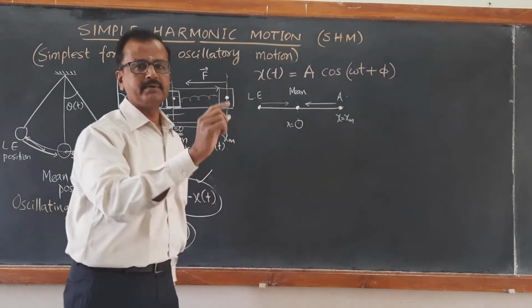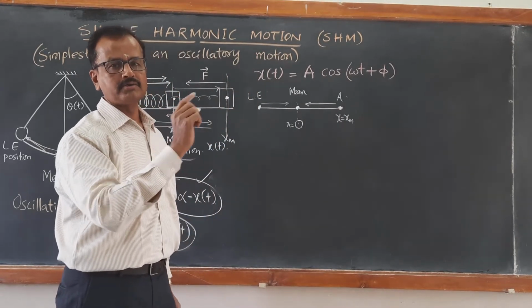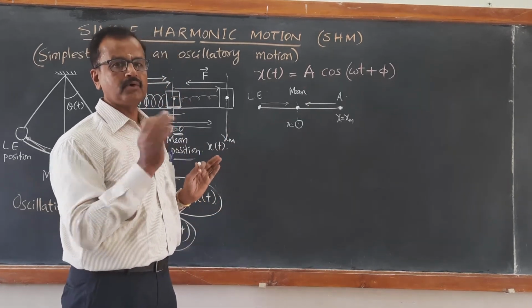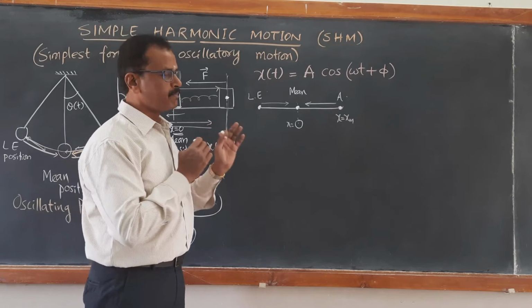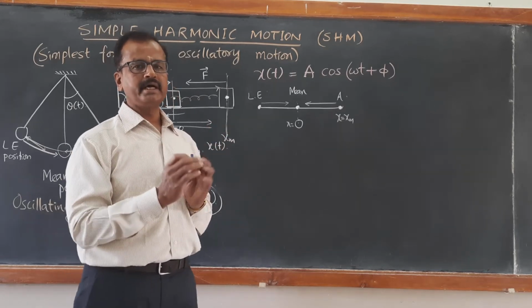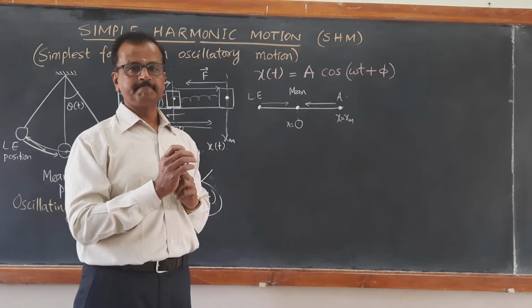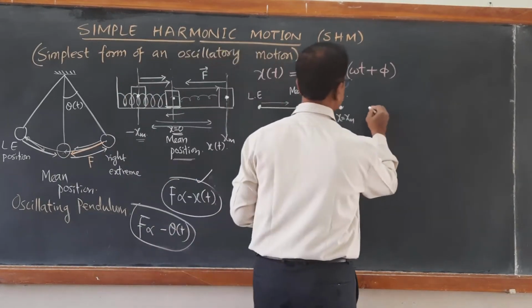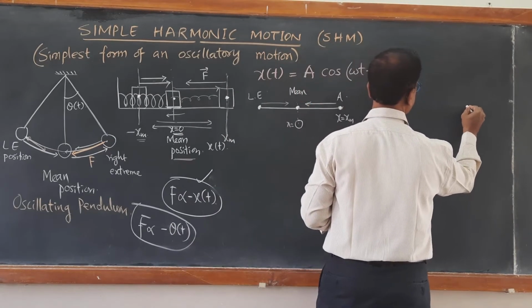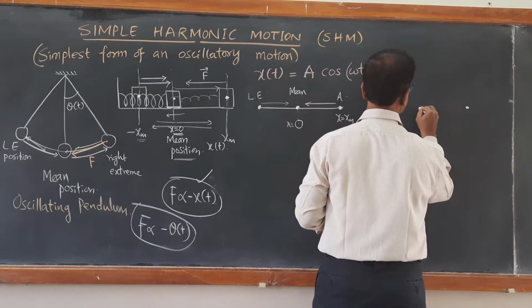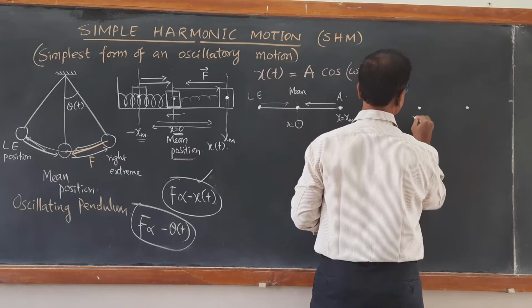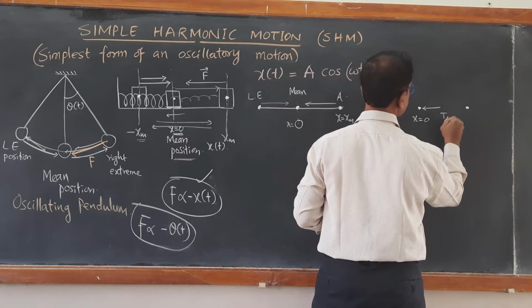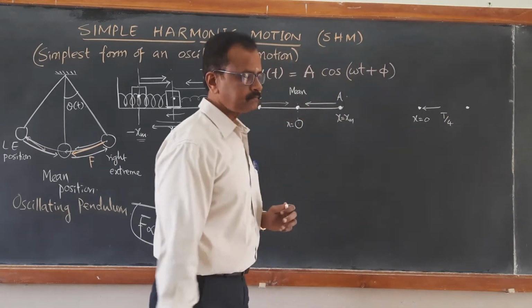Then we say that it has completed one oscillation. In this one oscillation, we are dividing it into 4 parts. For completing one oscillation, let us assume that it takes time period capital T. First, when it goes from the right extreme position to the mean position x equal to 0, it takes time T by 4.